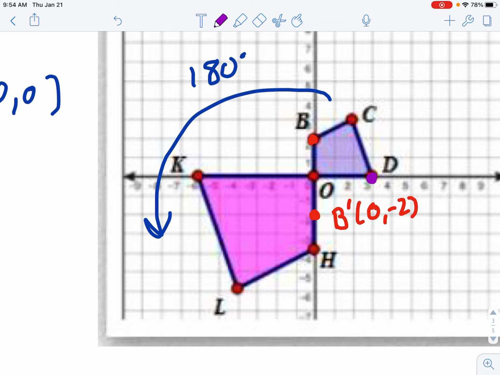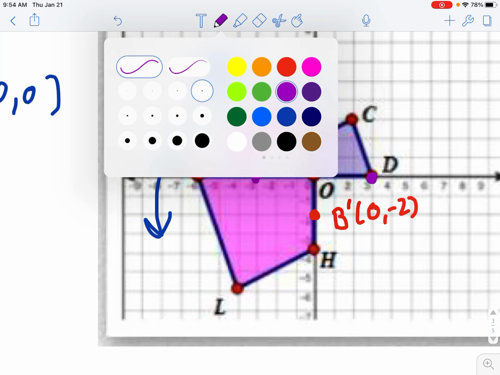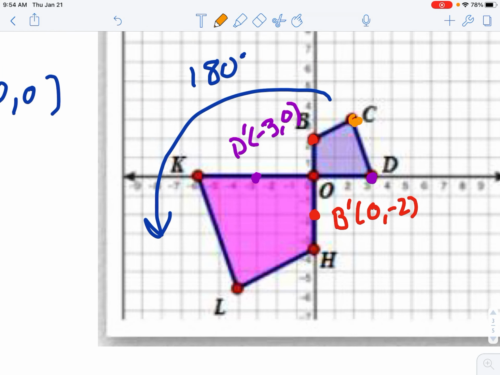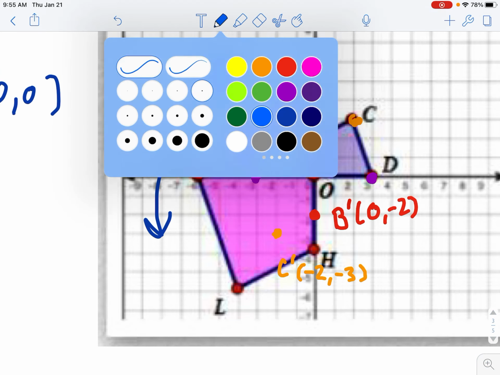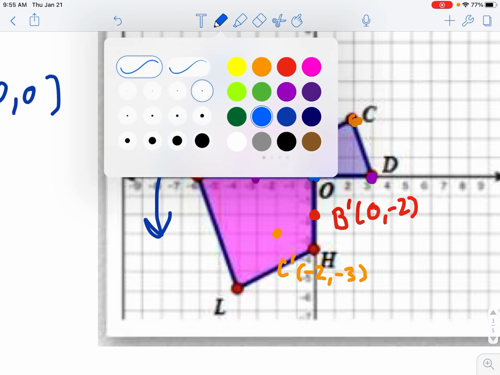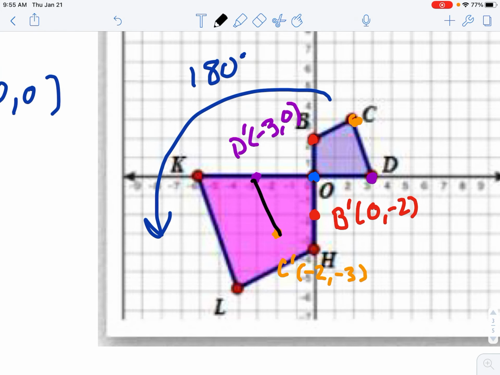D is at 3, 0. So D prime will be at -3, 0. C is at 2, 3. So it's going to be at -2, -3. Kind of hard to see, but that right there, that's C prime at -2, -3. And then O, we're just rotating around O to begin with, so O stays there. And I'll use black to make it nice and easy to see.